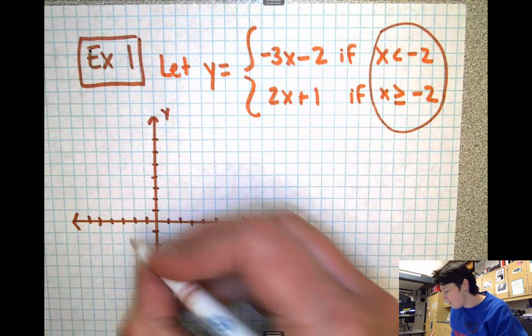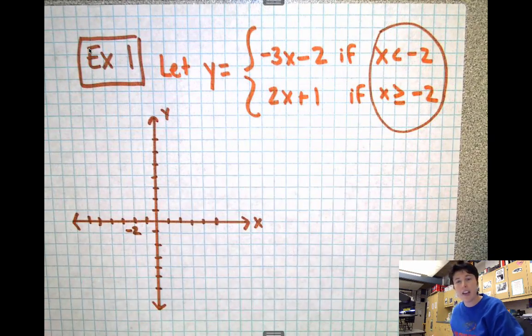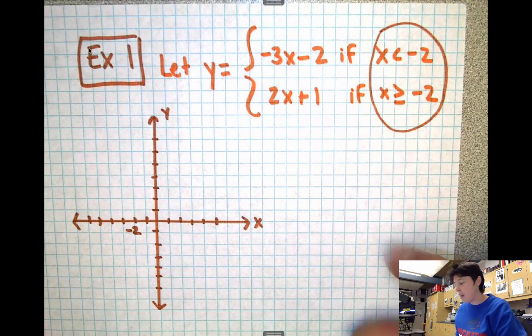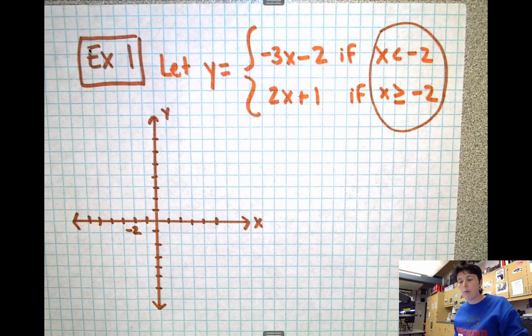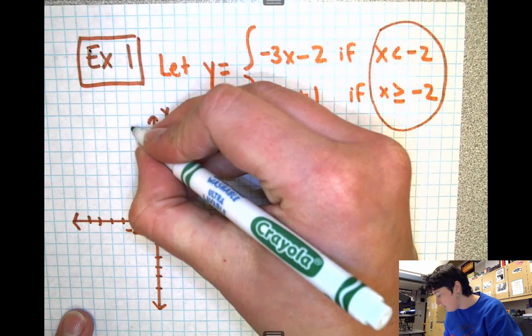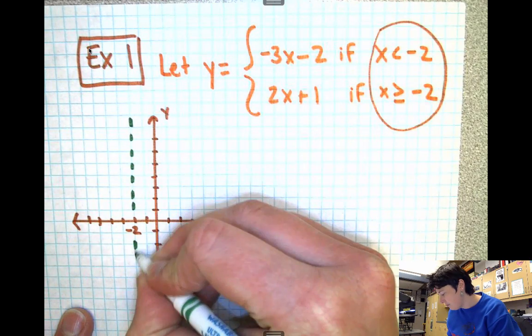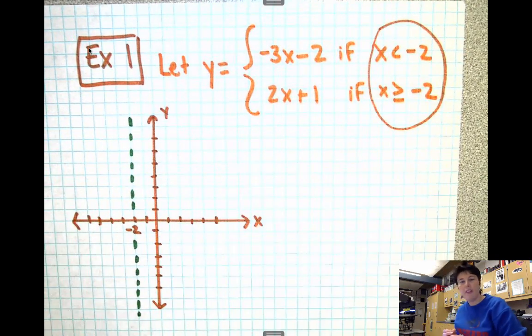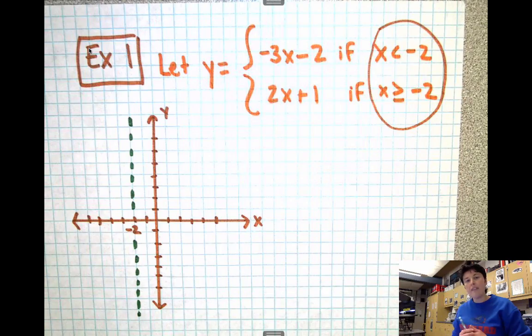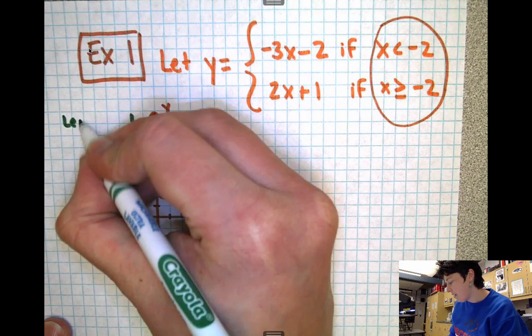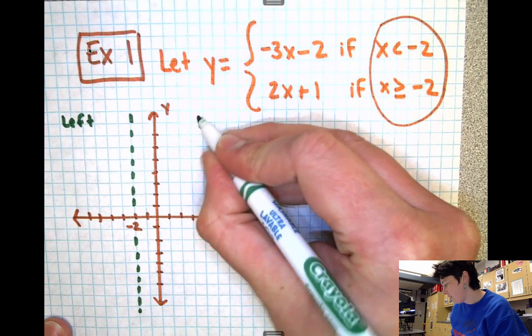So we're going to go to negative 2 here on the x-axis, because it's x is less than and x is greater than negative 2. And to help me remember what I'm doing so I don't forget, I'm going to draw a dotted line right here. So here is my dotted line. It'll look like that. And then I've now divided my graph. I have a left side, here's my left, and a right side.